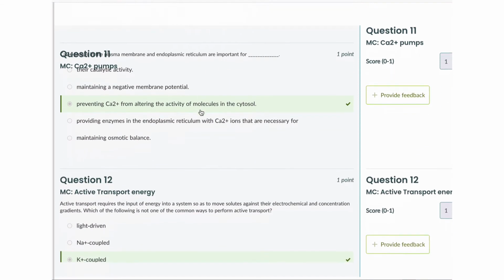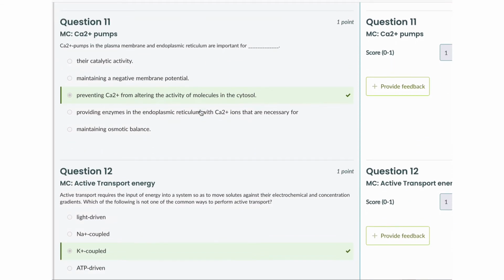Question 11. Multiple choice about calcium pumps. Calcium pumps in the plasma membrane and endoplasmic reticulum are important for preventing calcium from altering the activity of molecules in the cytosol. When calcium is present in the cytosol, it binds to proteins that often are activated or controlled or regulated by calcium. And so by pumping it out through the plasma membrane or pumping it into the endoplasmic reticulum, it prevents calcium from activating or changing the activity of those proteins in the cytosol.